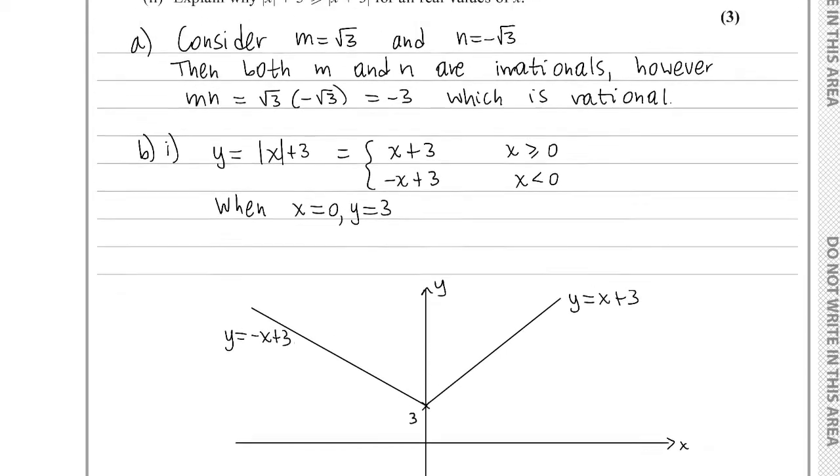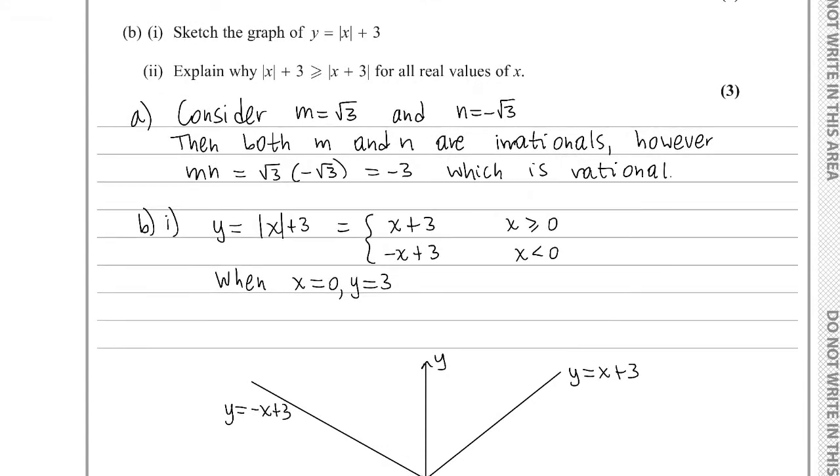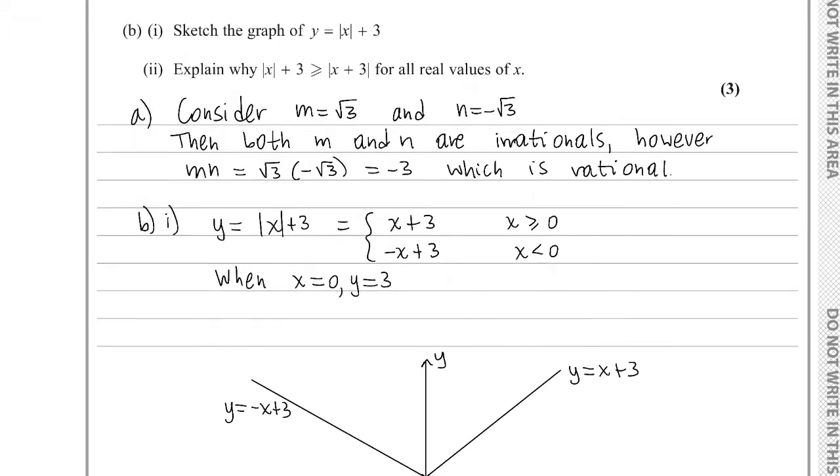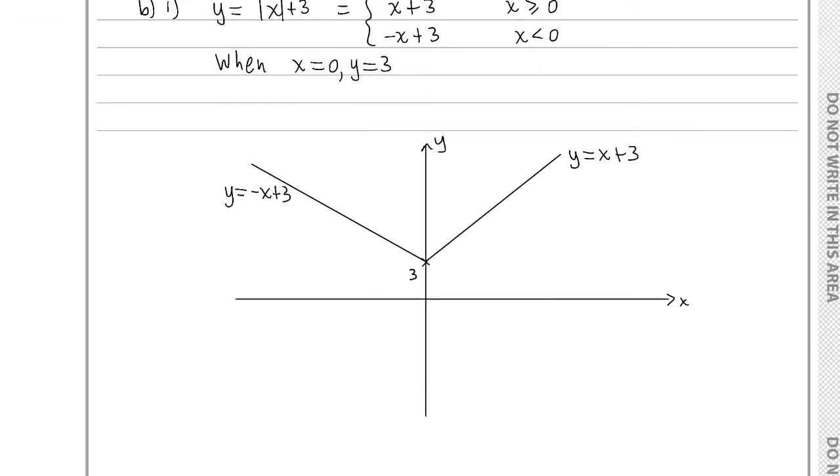So we will get 2 marks for this one, and then explain why the modulus of x plus 3 is greater than or equal to the modulus of x plus 3 for all real values of x. So what we could actually do is consider y is the modulus of x plus 3. Well, this will surely be x plus 3 if x plus 3 is positive, and it will be minus brackets x plus 3 if x plus 3 is negative.